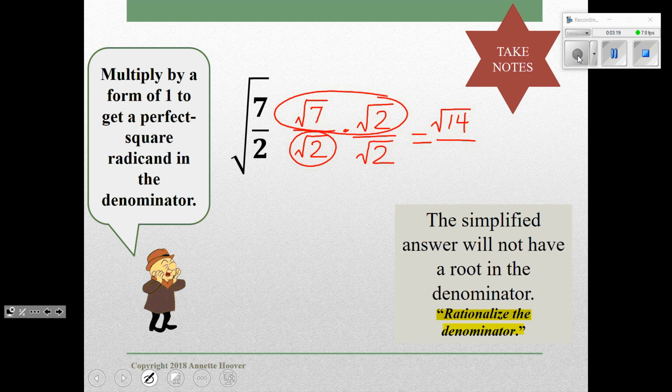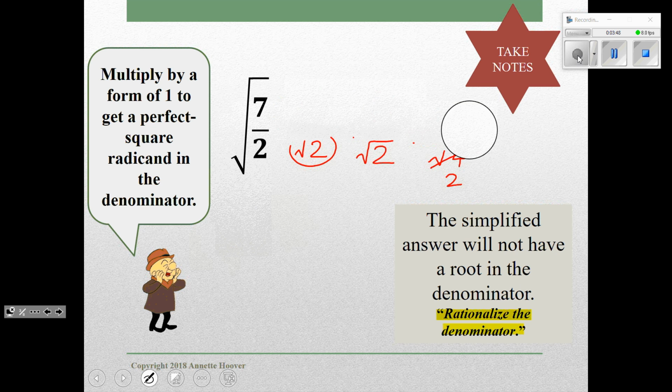And on the denominator we multiply the square root of 2 times the square root of 2, and that would be the square root of 4. We know that we can take the square root of 4, which is 2. So now we have the square root of 14 divided by 2. Before we finish, we have to ask ourselves, is there any way I can simplify the square root of 14? If I think about my factor pairs for 14, are there any perfect squares? There are not. So that is our simplified answer, the square root of 14 divided by 2.